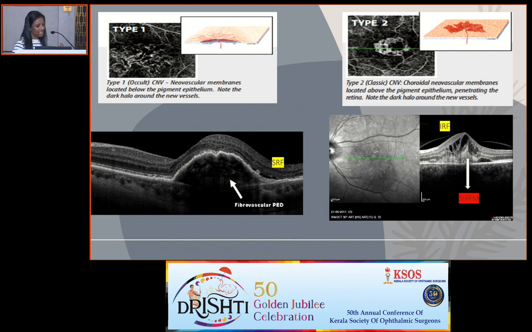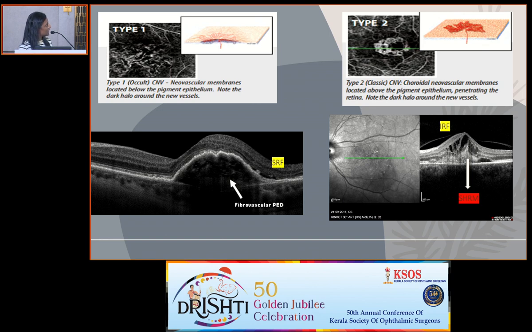So this is the type 1 or the occult CNV, where the neovascular membrane is located below the retinal pigment epithelium. So this is the most common type, and in the OCT we identify this as a fibrovascular PED. You can see multiple moderate level of hyperreflectivity between the retinal pigment epithelium and the Bruch's membrane. So the exudation usually associated with the occult will be subretinal fluid.